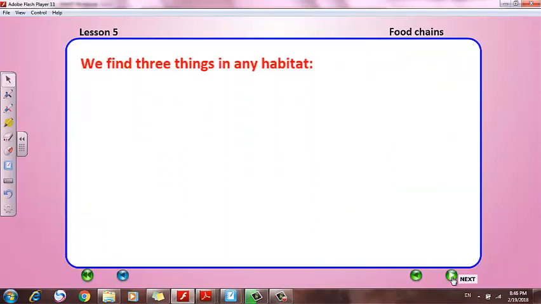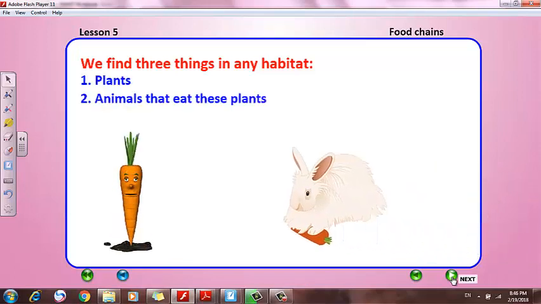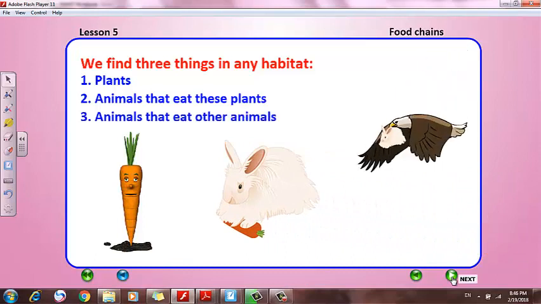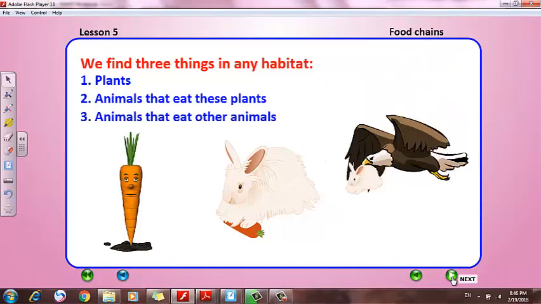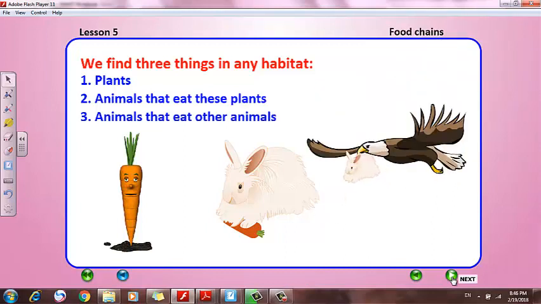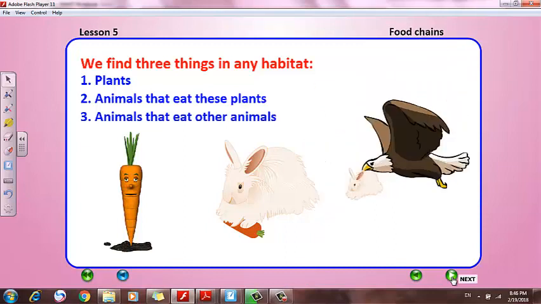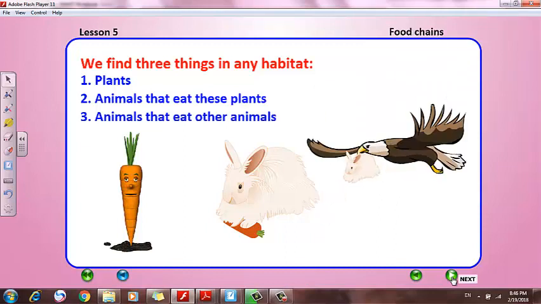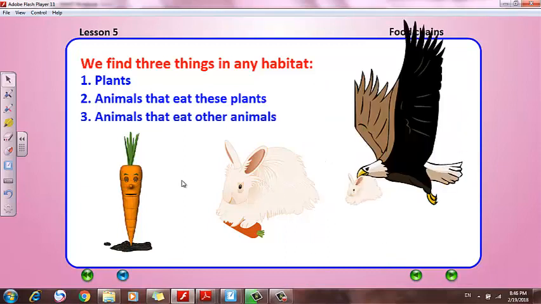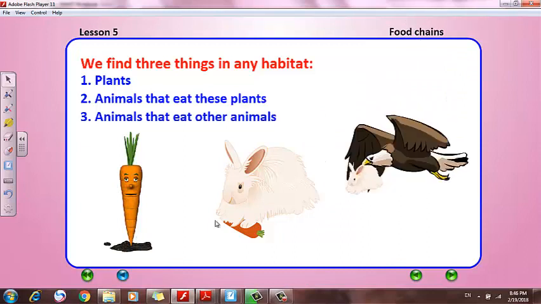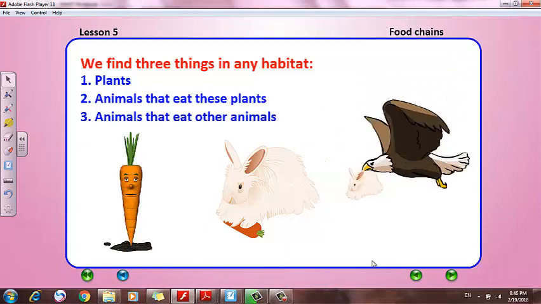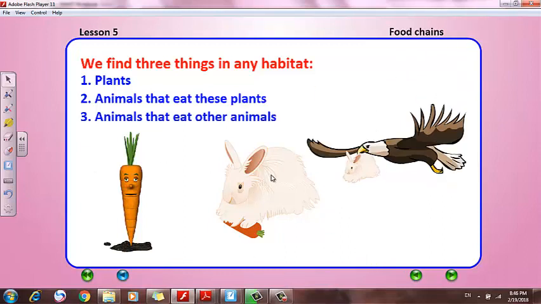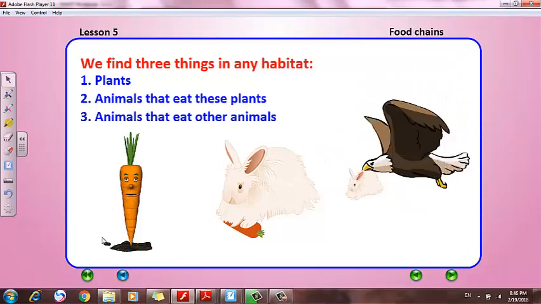We find three things in any habitat: plants, animals that eat these plants, and animals that eat other animals. Exactly. In each habitat we find plants, and plants make their own energy and make their own food through a process, as we said, called photosynthesis. A herbivore animal comes and eats this plant. Another animal, maybe a carnivore or omnivore, comes and eats this animal. And this is a very simple example of a simple food chain.